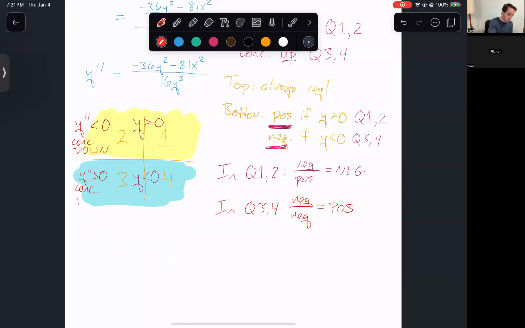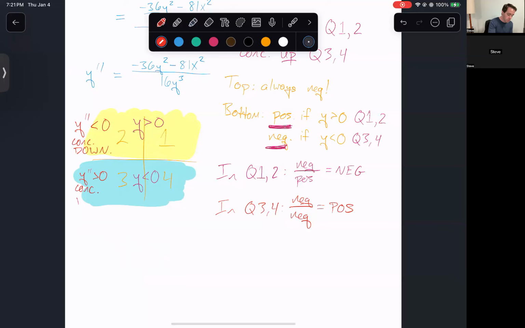Bingo! We've shown it. We've shown that the function's concave down everywhere in the first and second quadrants. We've shown that it's concave up everywhere in the third and fourth quadrants. What were we originally trying to answer? Verify the fact that the relation is concave down in the first and second, concave up in the third and fourth. Good, we did it.